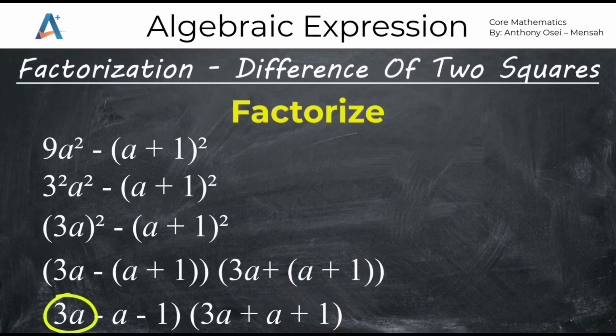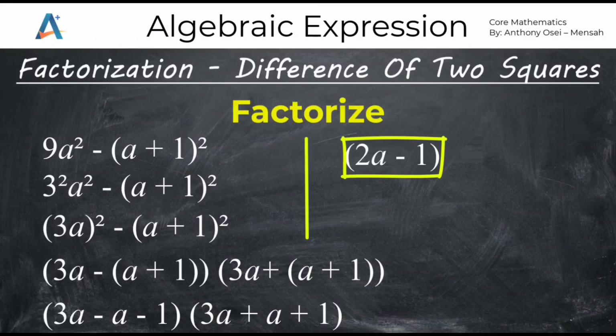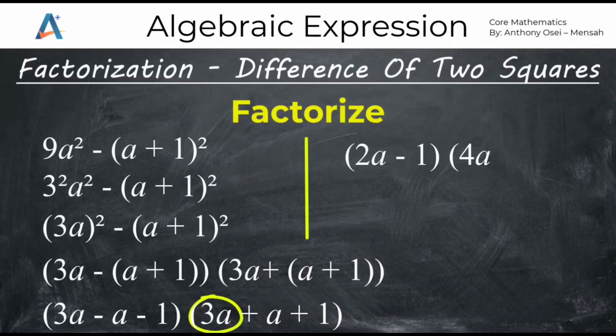Now let's simplify those in the bracket. We have 3a minus a as a like term. And 3a minus a is 2a. So bracket 2a. Now minus 1 is the only term left. So minus 1. So 2a minus 1 will be in the first bracket. Then we have the next bracket. Now 3a plus a becomes 4a. Because 3a plus a are like terms, so we can add them to give me 4a plus 1.